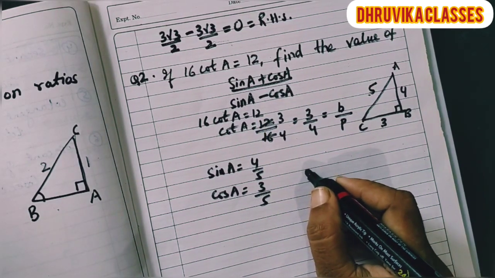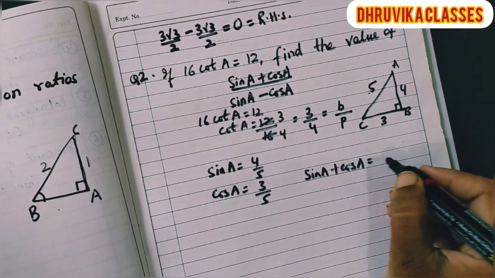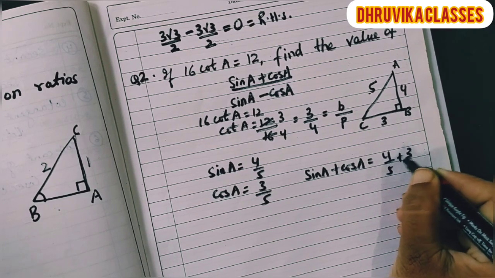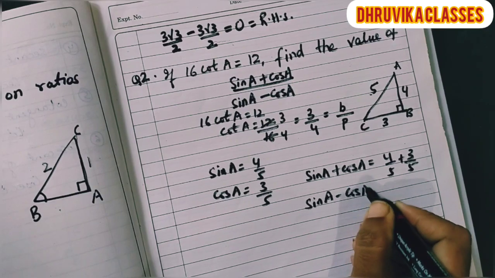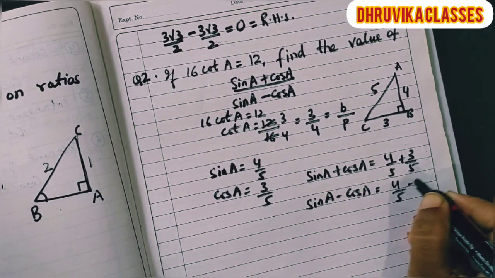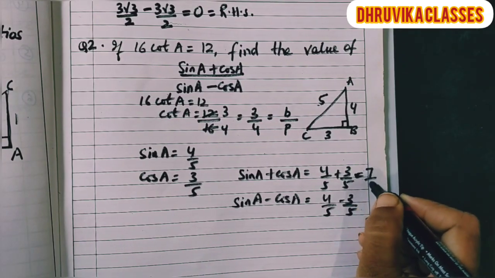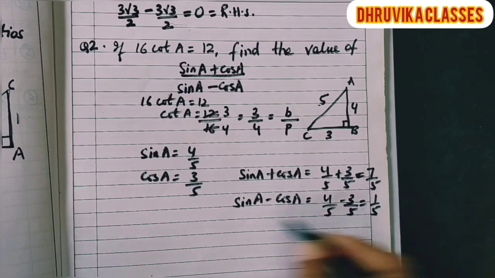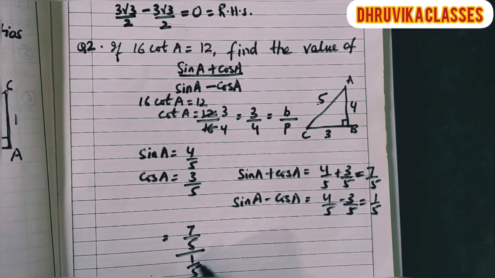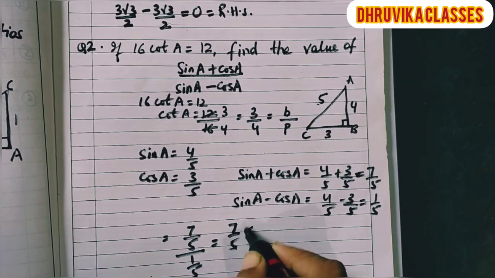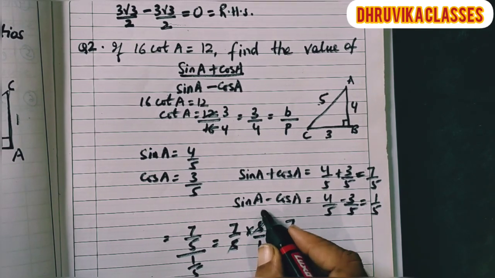So you can very well put it in this. Sin A plus cos A will become 4 by 5 plus 3 by 5, and sin A minus cos A is equal to 4 by 5 minus 3 by 5. That is 7 by 5 and this is 1 by 5. If we put it in the question, how much is it? 7 by 5 by 1 by 5. We can reciprocate it. The answer is 7.